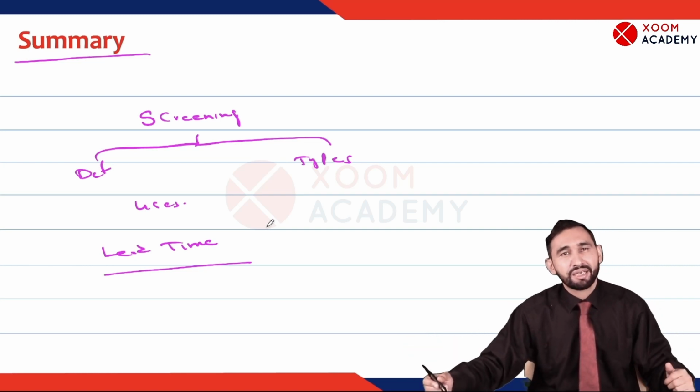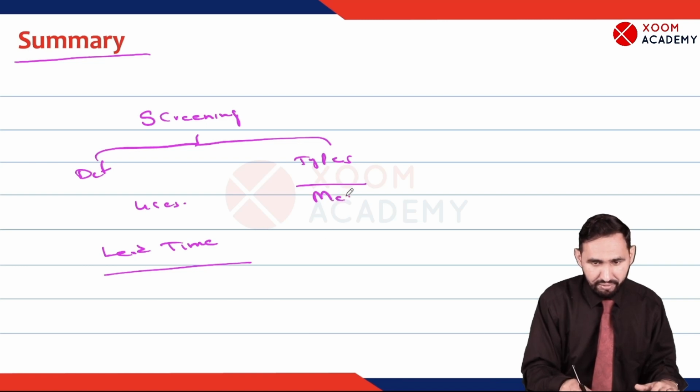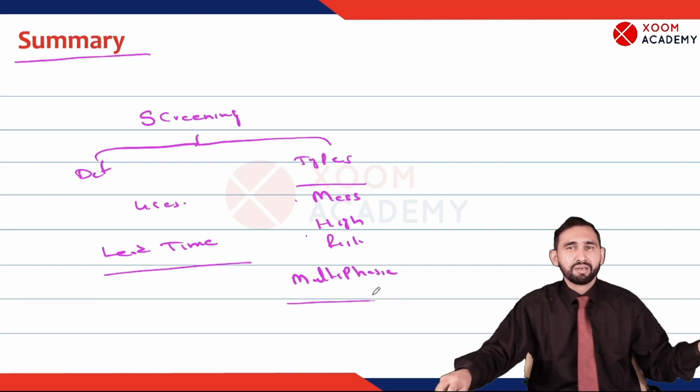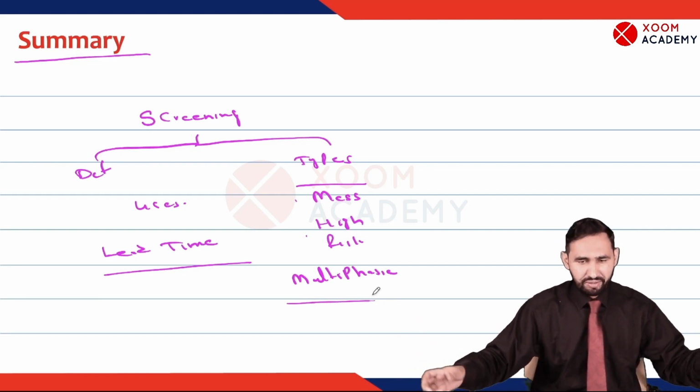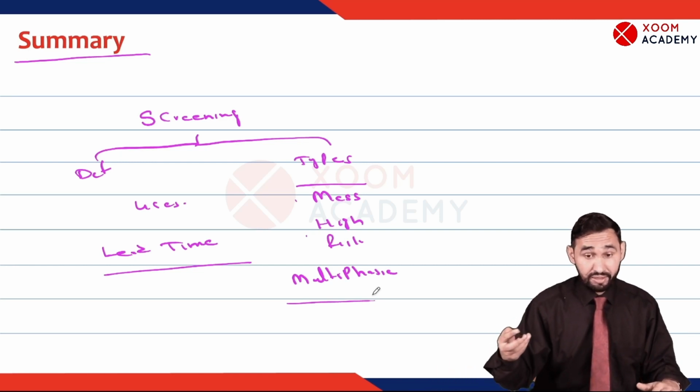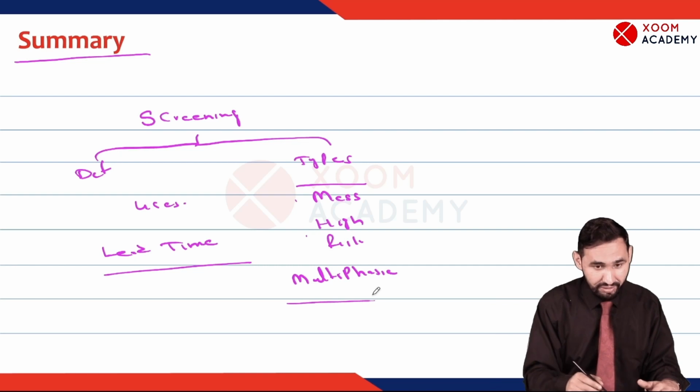Then we discussed that there are three types of screening. These types are mass, high risk, and multiphasic. Mass screening is done on masses. High risk screening is done on high risk individuals, and in multiphasic, two or three screening programs are done simultaneously in the same individual. We also discussed various screening tests.